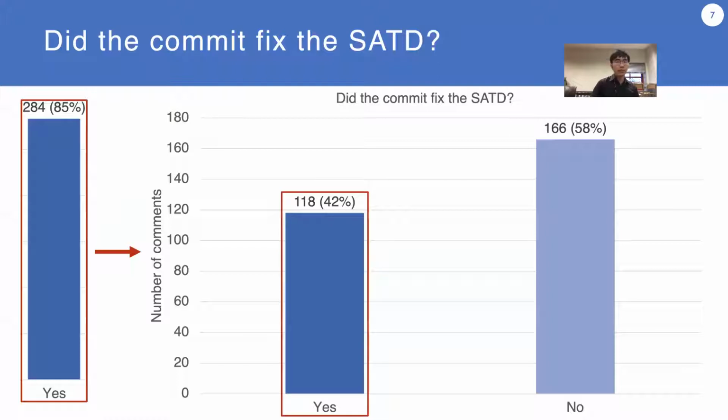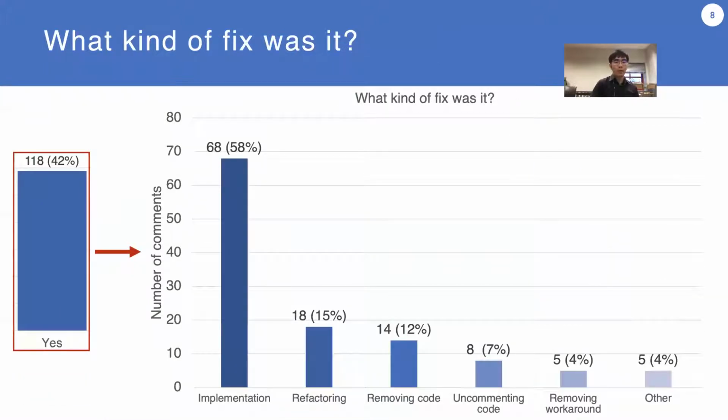Then we asked, among the fixed commits, what kind of fix was applied to address the SATD? From the results, technical debt was fixed by implementing new code at 58%, by refactoring the existing code at 15%, by removing the code at 12%, by uncommenting code that had previously been commented out at 7%, or by removing a workaround at 4%.